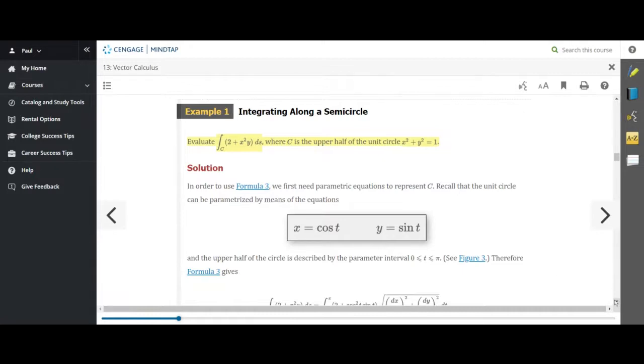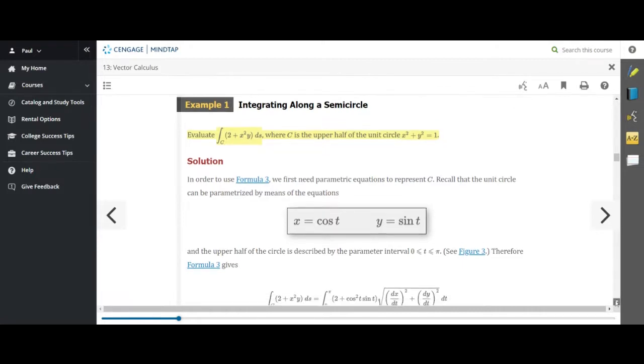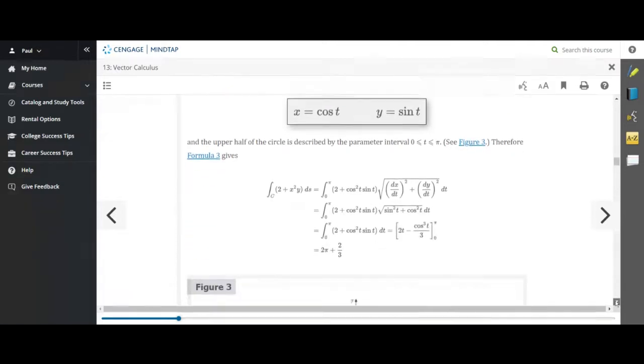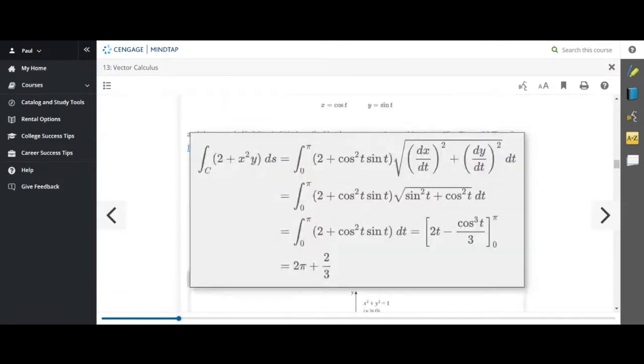And so we have the parameterization of our curve. Now it's just a matter of applying the formula and computing out the line integral. That's what you're doing.